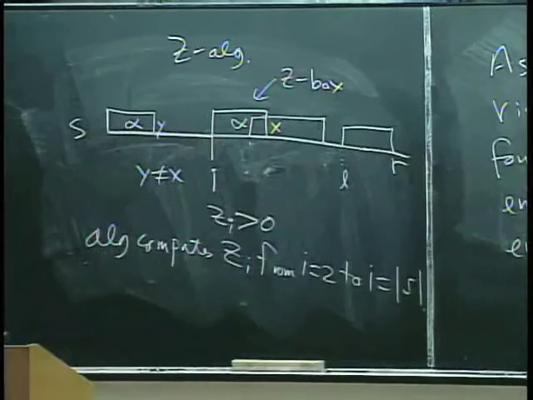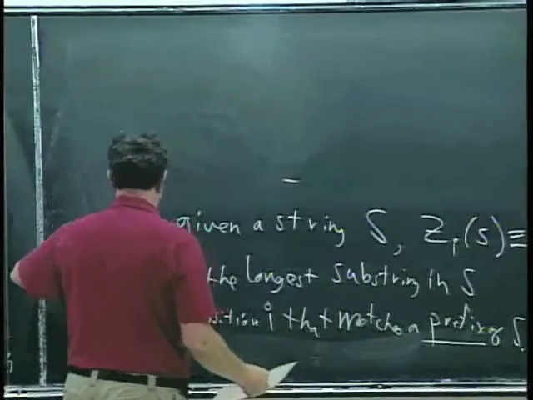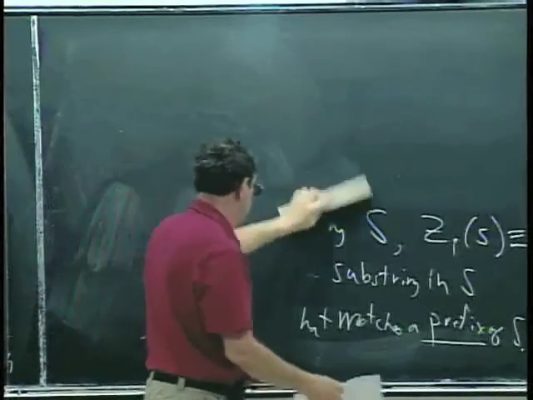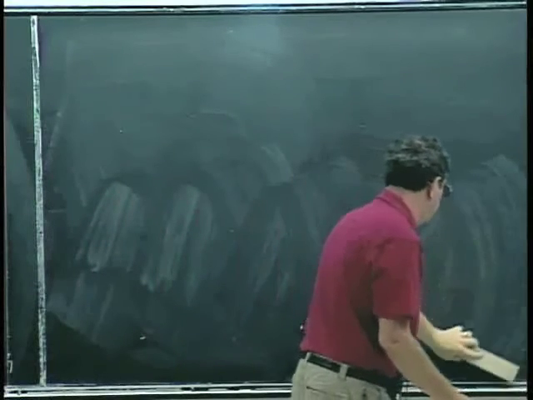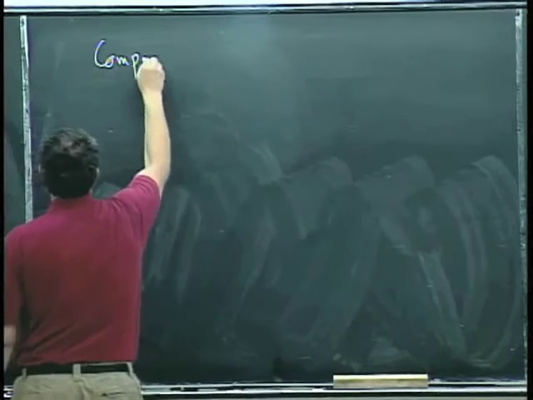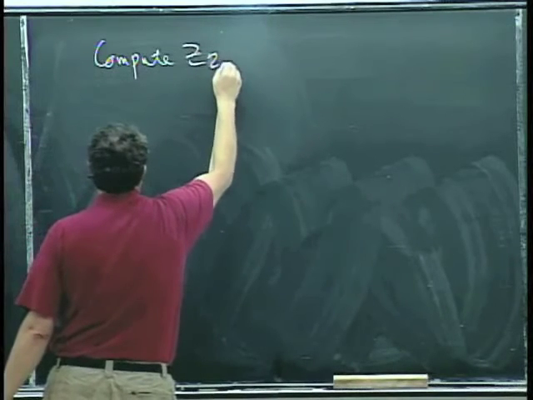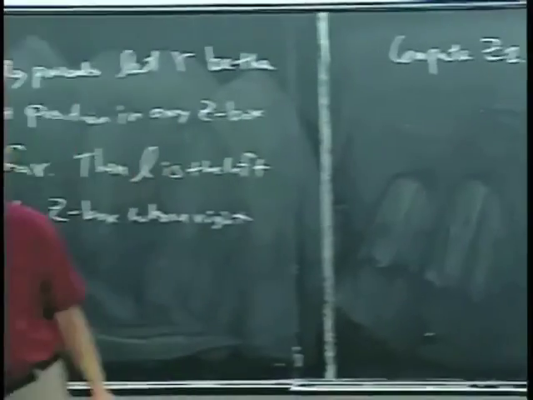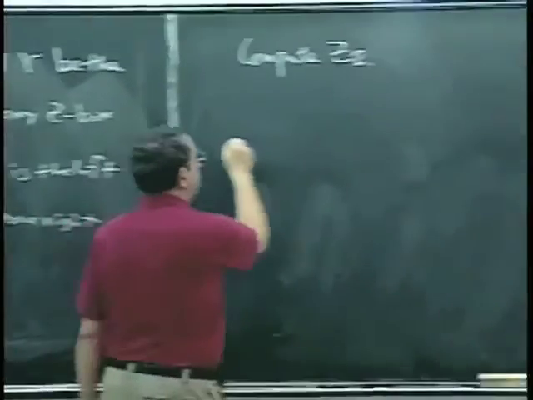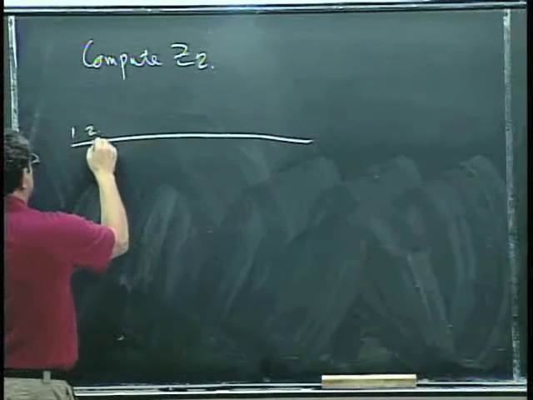Okay, so let's get into the core of the algorithm now that we have our notation set up. The first thing is we want to compute Z2. And that's going to be done in the most explicit, naive, direct way. So here we have position 1, here we have position 2.